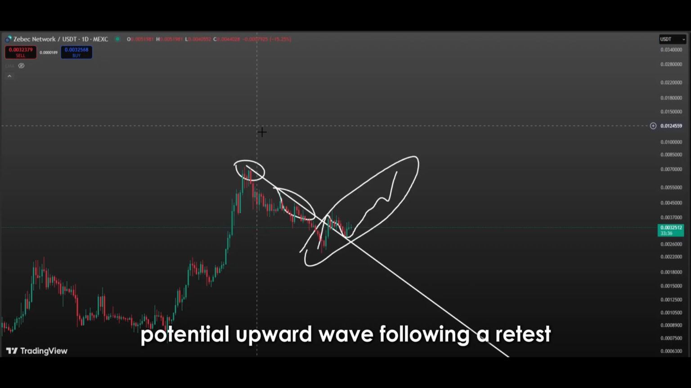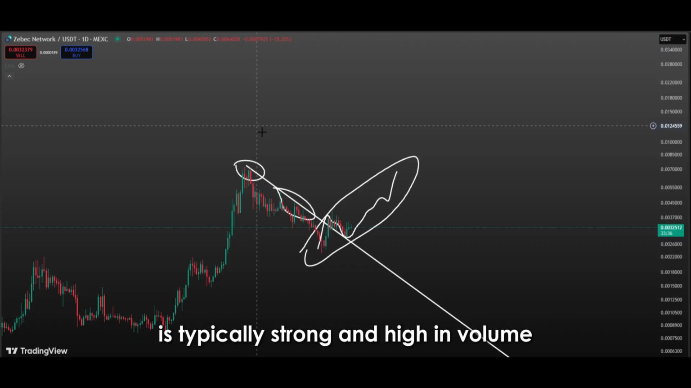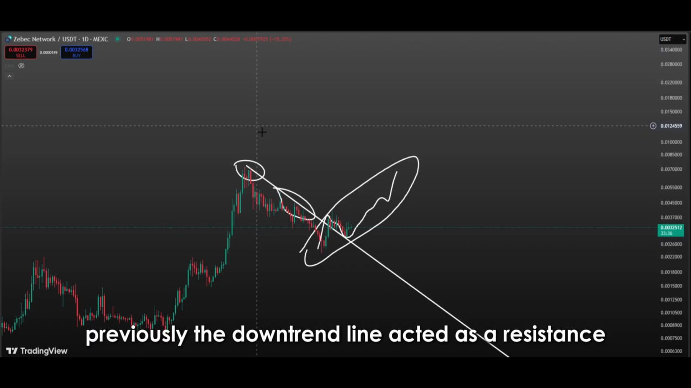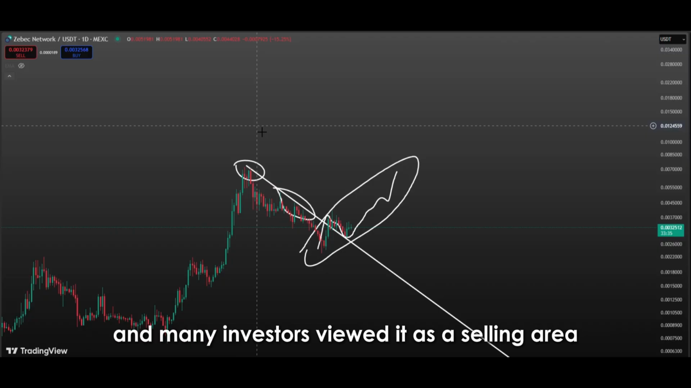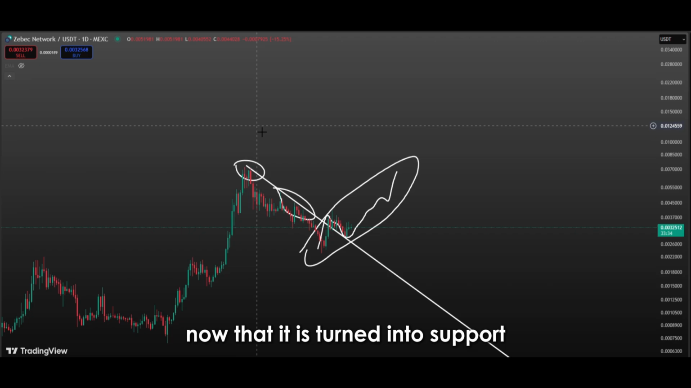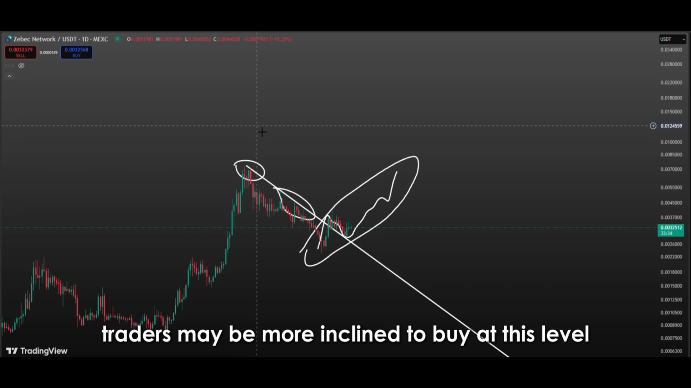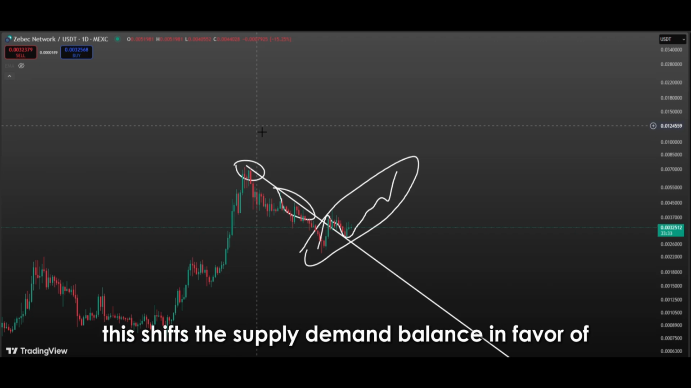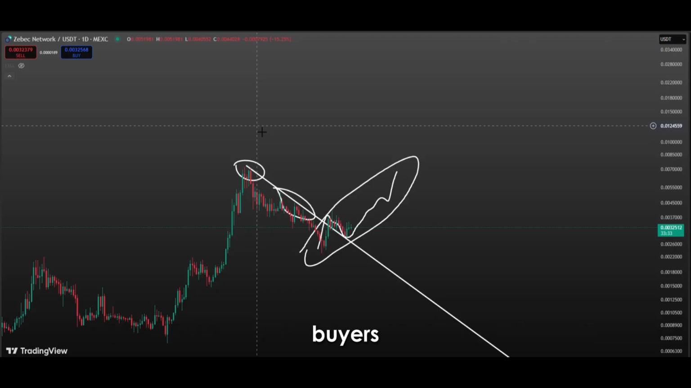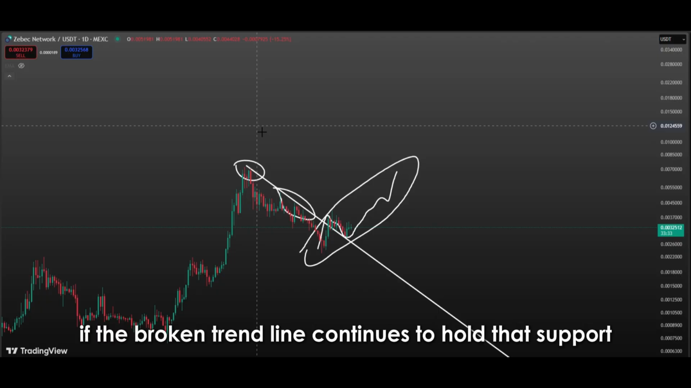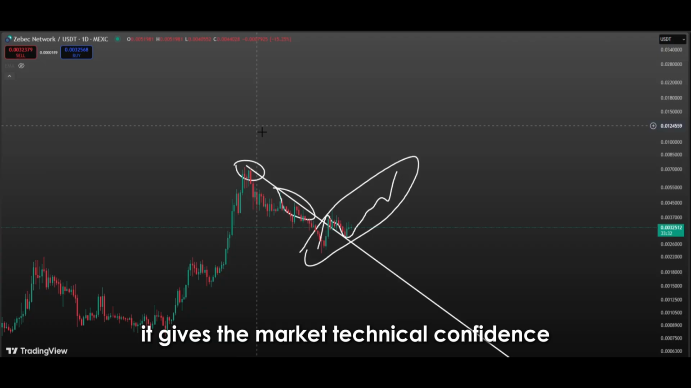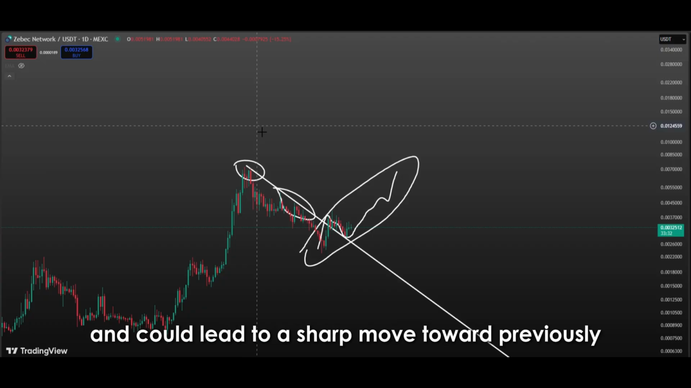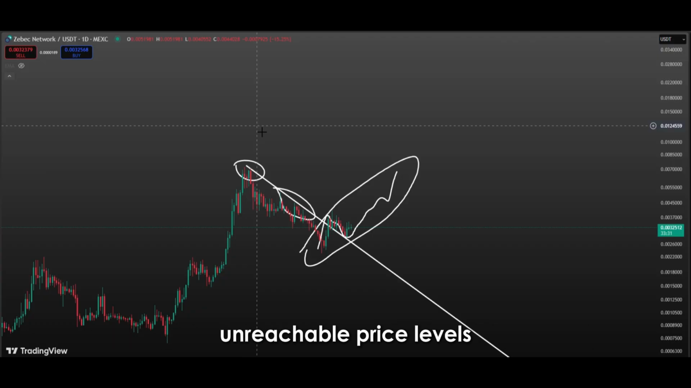The potential upward wave following a retest is typically strong and high in volume. Previously, the downtrend line acted as a resistance, and many investors viewed it as a selling area. Now that it has turned into support, traders may be more inclined to buy at this level. This shifts the supply-demand balance in favor of buyers. If the broken trendline continues to hold at support, it gives the market technical confidence and could lead to a sharp move toward previously unreachable price levels.